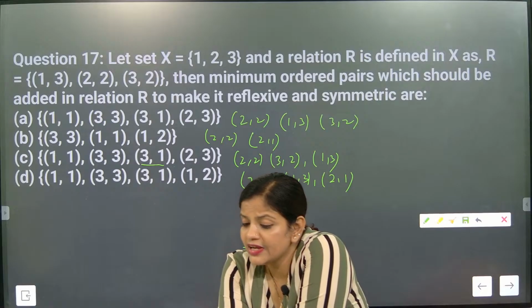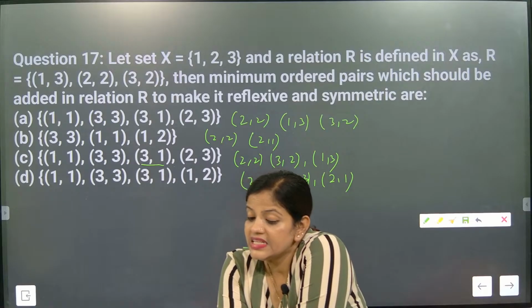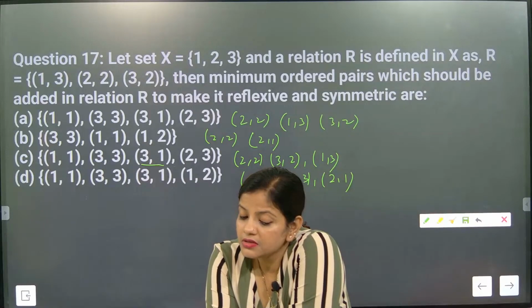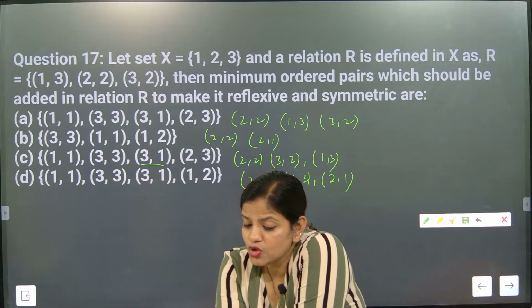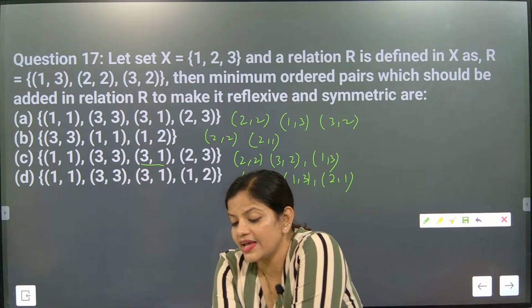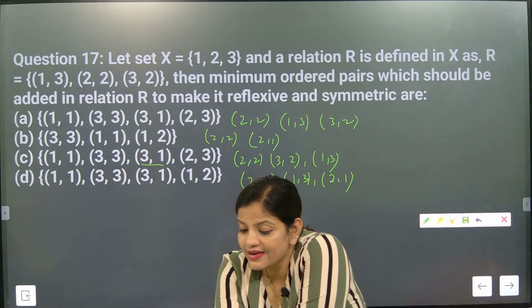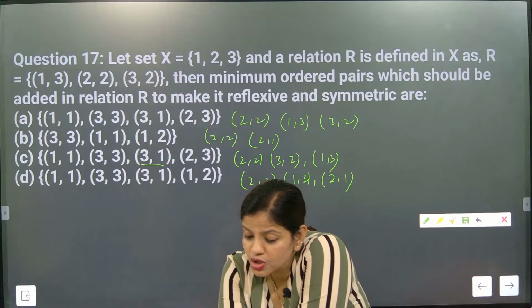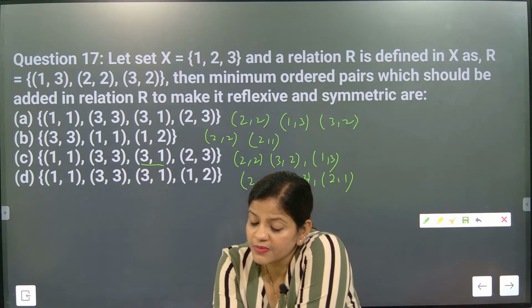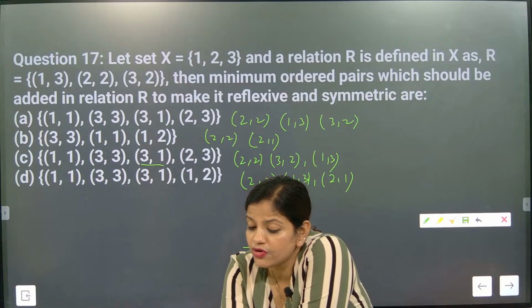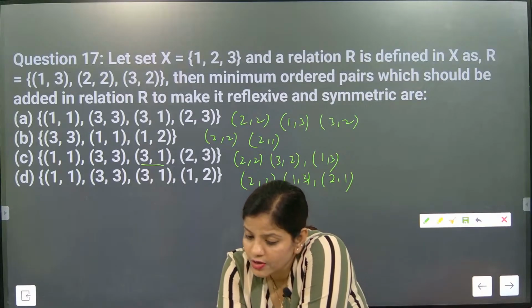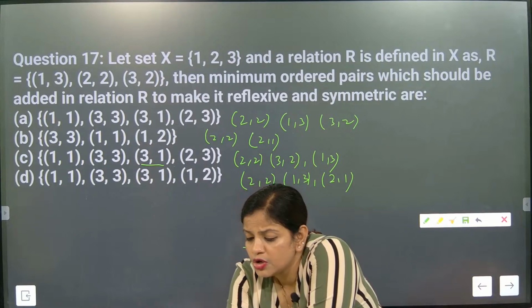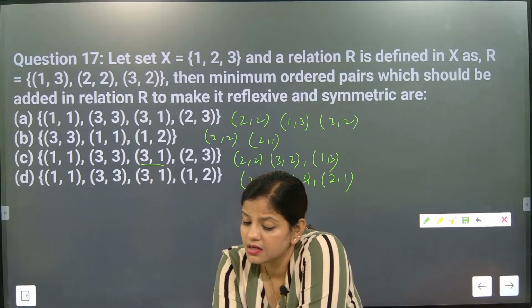So 3 elements I have to add in the first slot. In the second slot (1,1) and (3,3) are there, so (2,2) I added. Now (1,2) is there, so opposite to (1,2), only (2,1) I have to add. So 2 elements I added in the second slot. In the third slot, again for symmetry (2,3) I have to add, for reflexivity (1,1). So 3 elements I am adding. In the fourth one also, 3 elements I am adding to make it symmetric and reflexive.